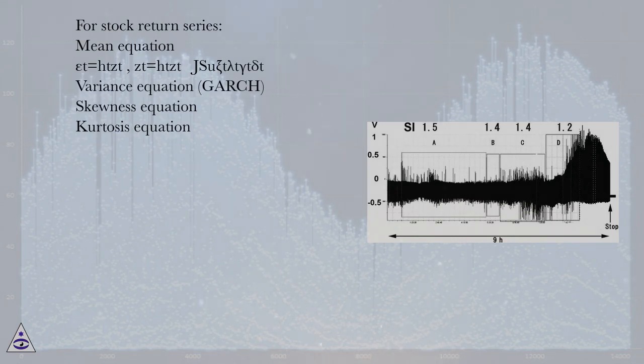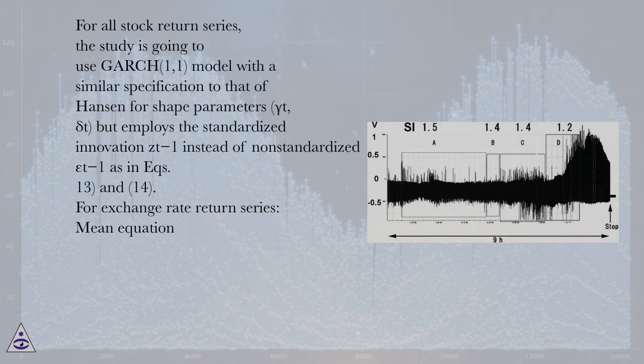Epsilon t equals h_t^(1/2) z_t, z_t distributed as Johnson-SU with xi_t, lambda_t, gamma_t, delta_t. Variance equation, GARCH. Skewness equation. Kurtosis equation. For all stock return series, the study is going to use a GARCH(1,1) model with a specification similar to that of Hansen for shape parameters gamma_t, delta_t, but employs the standardized innovation z_{t-1} instead of non-standardized epsilon_{t-1} as in equations 13 and 14.